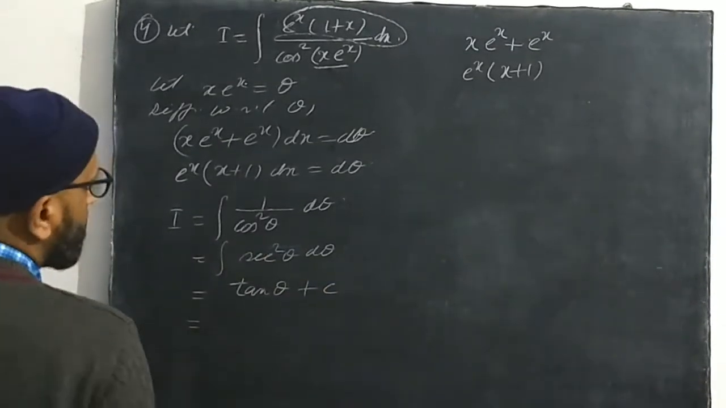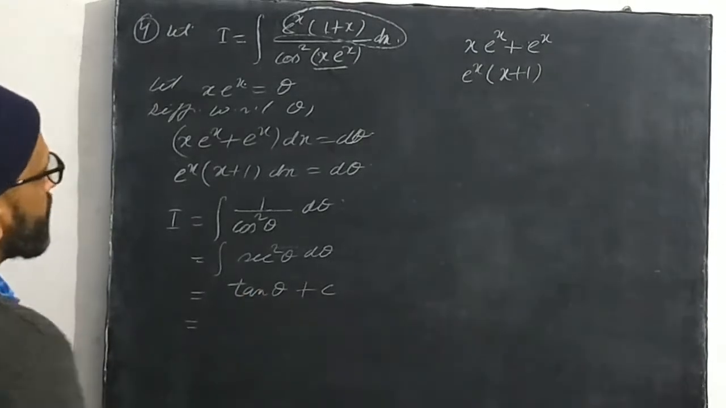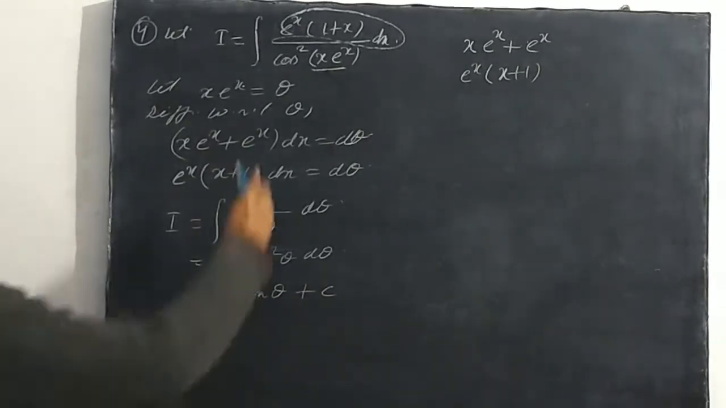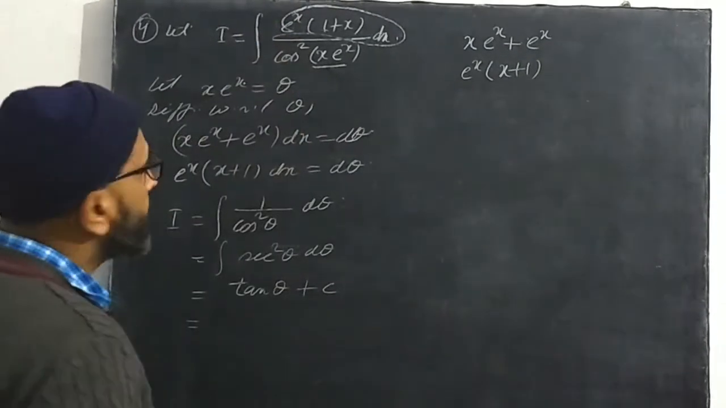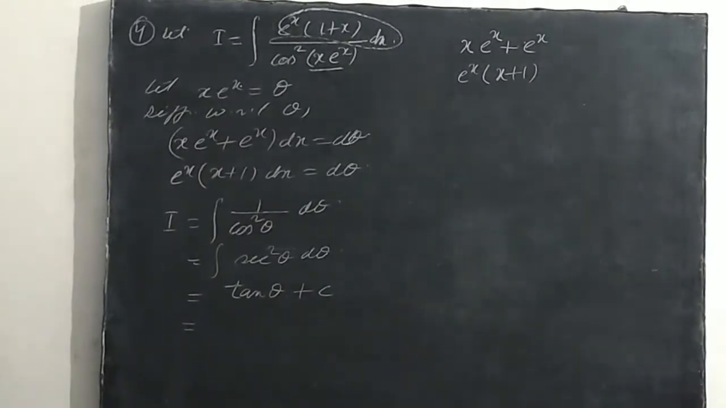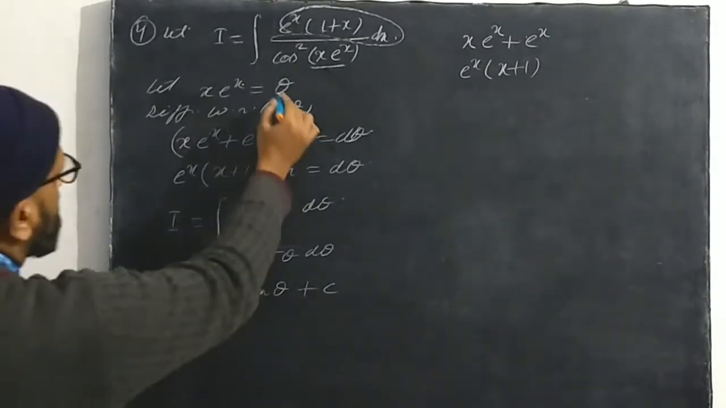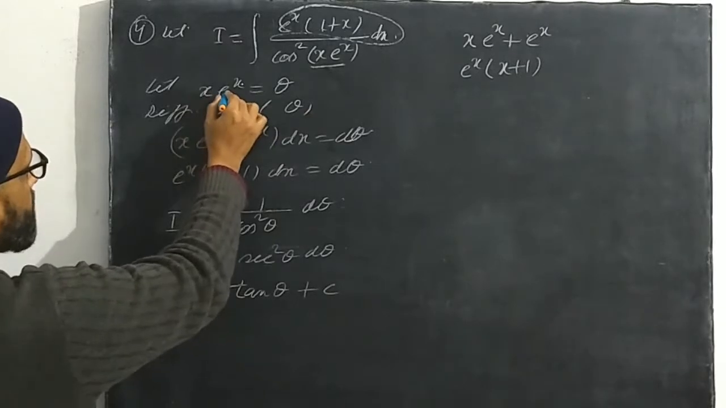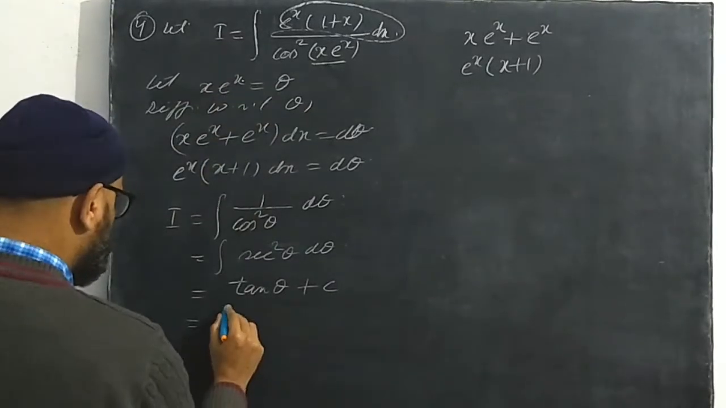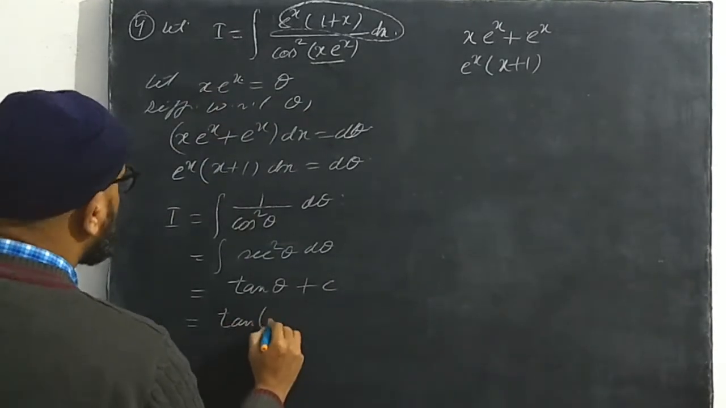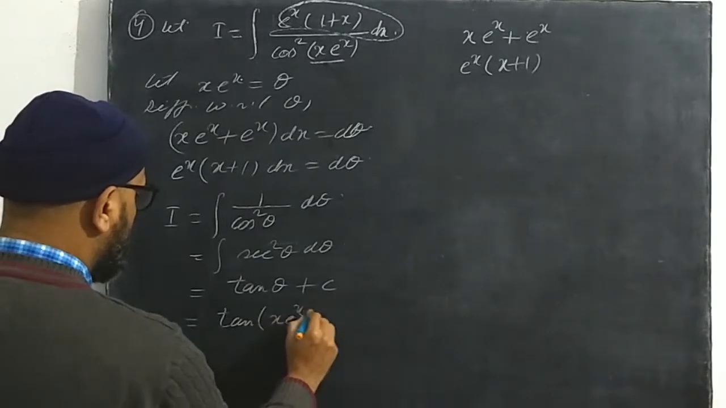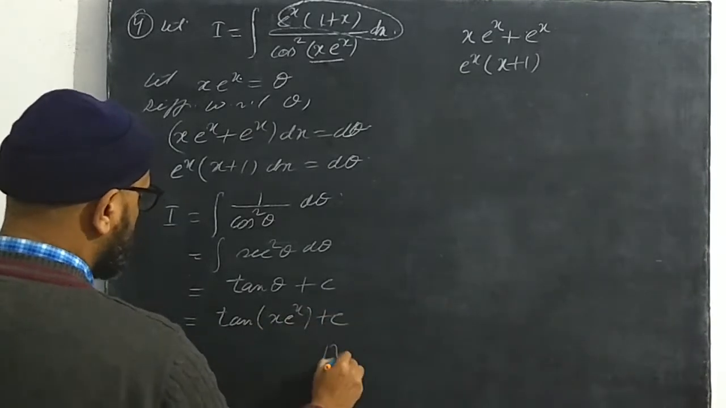Now we have to write tan theta in terms of x, because our original variable in the given integral is x. So what we have to do, we have to write theta is equal to x e raised to the power x from our assumption, and we get tan of x e raised to the power x plus c. That's it.